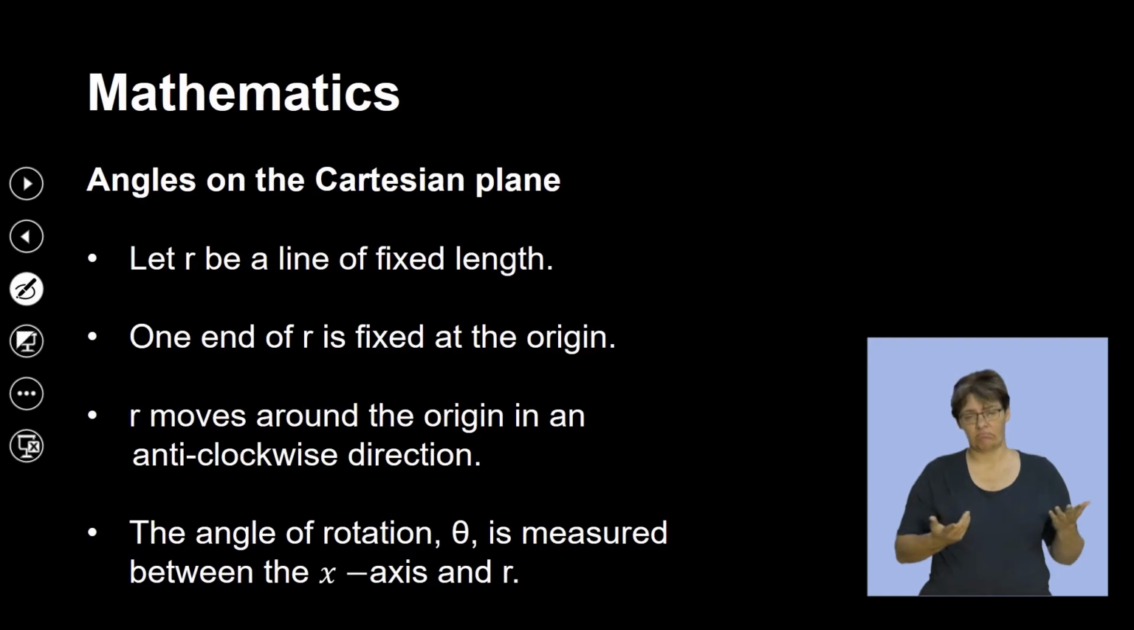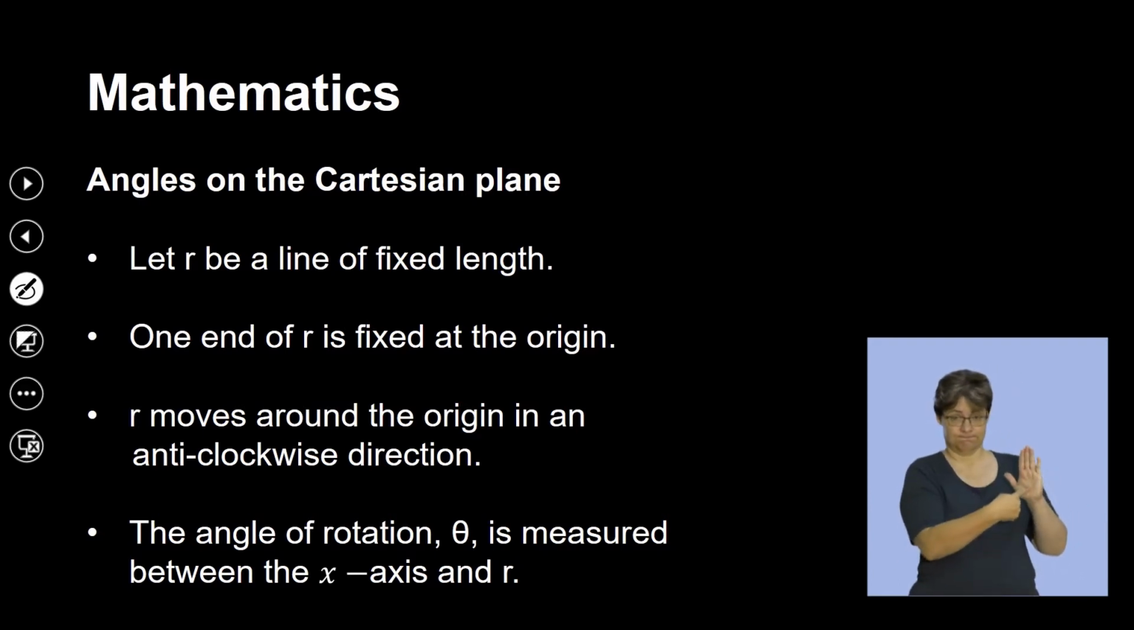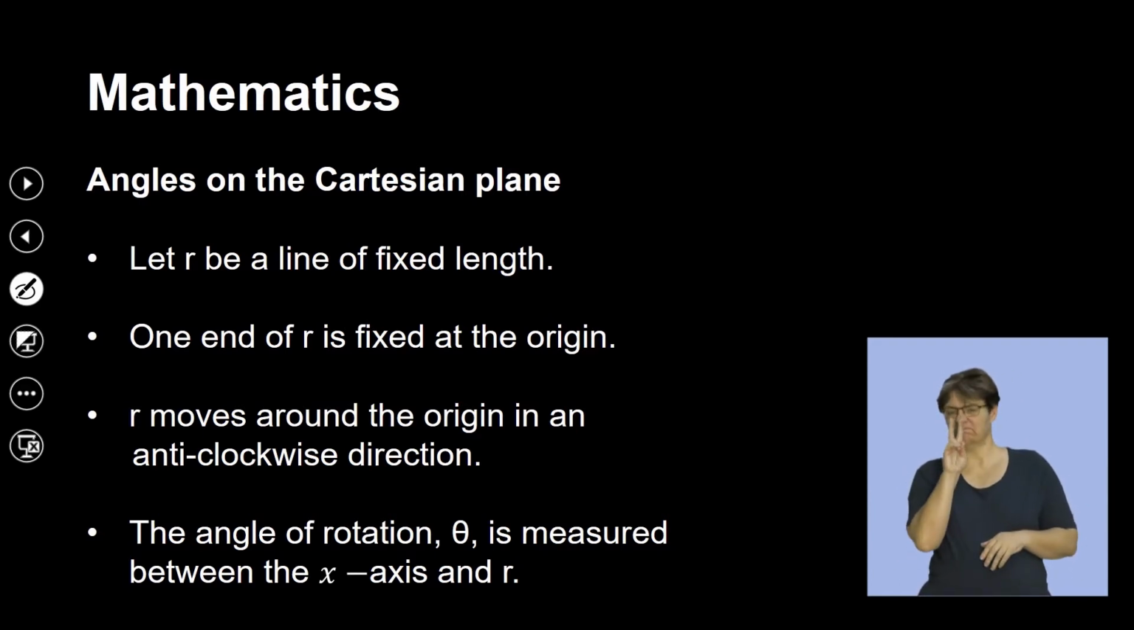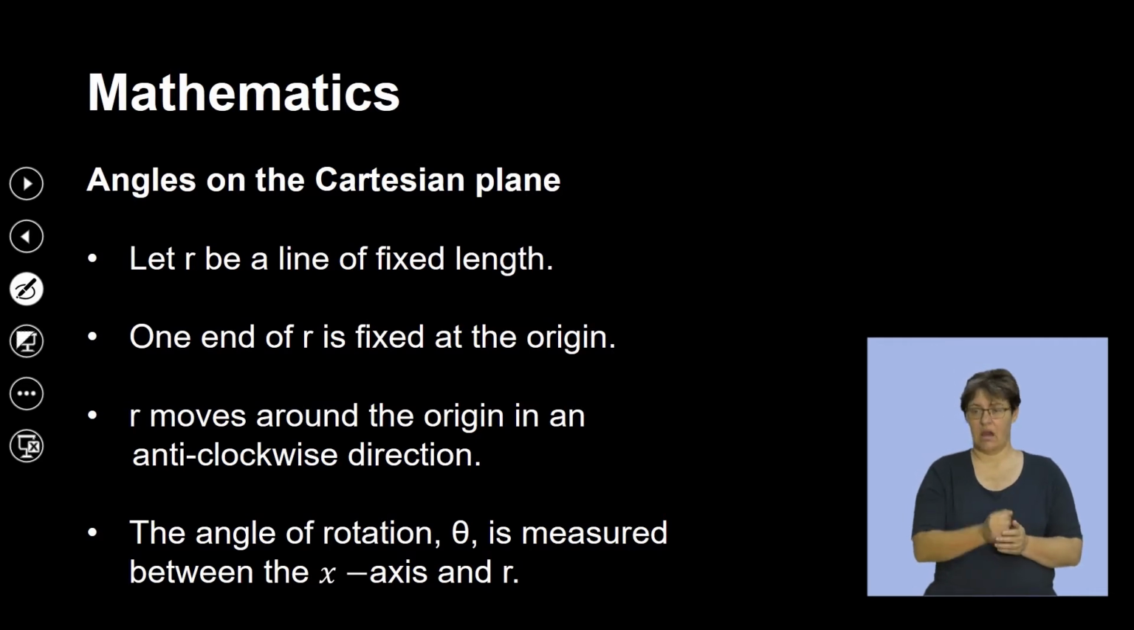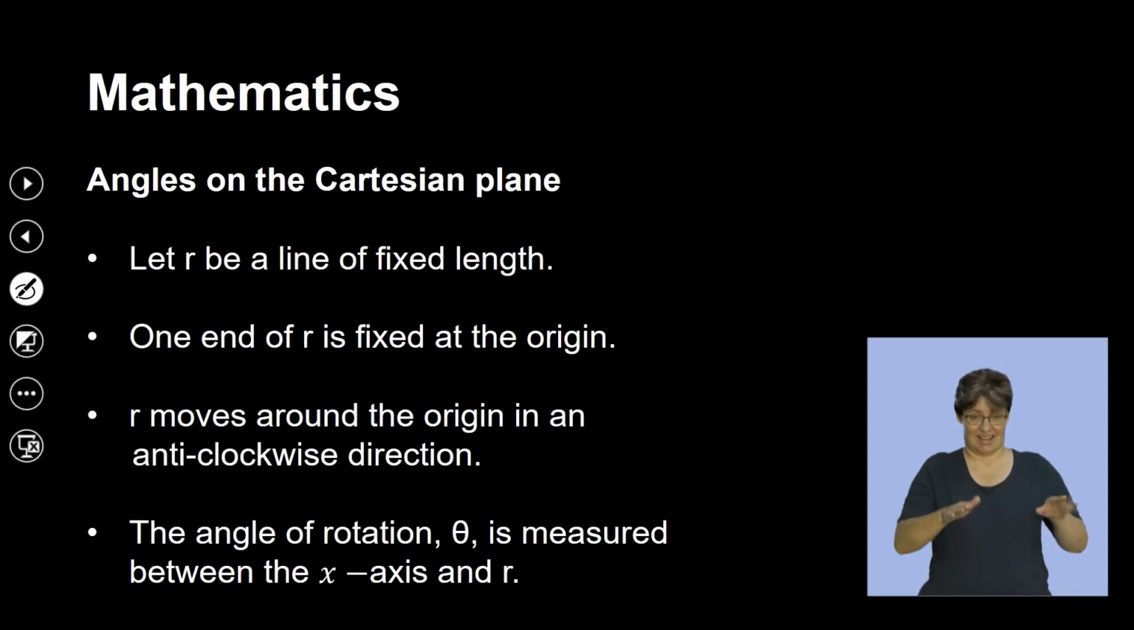Now, with angles on the Cartesian plane, we're just going to try and look at this again. Remember, we said r becomes our fixed length, and then one end is at the origin. Remember, the origin is where they are intersecting. It moves in an anti-clockwise direction when we are trying to measure the angle between the x-axis and the r.